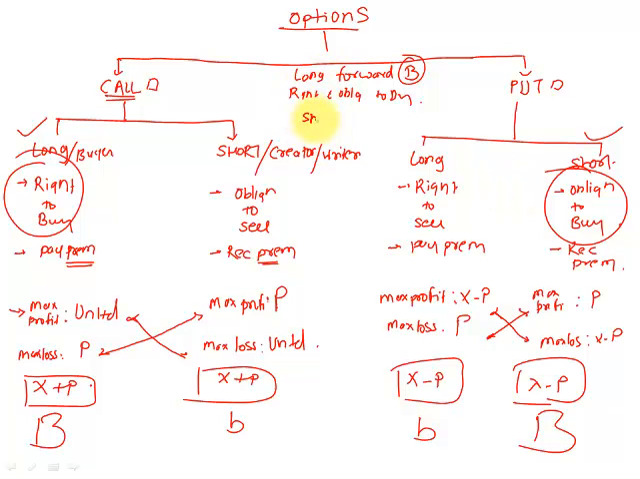If you're short on the forward, then you have right and obligation to sell, and again you are bearish. So these two are bearish, right to sell and obligation to sell, and that's how these two can be replicated. Clear? Let's move further then.